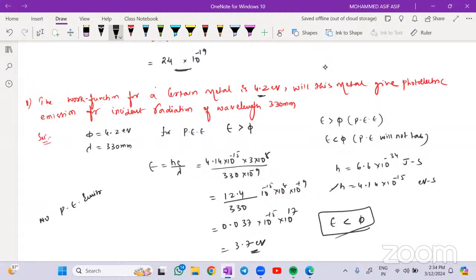Answer. Got an idea how to identify that one? Don't write the whole photoelectric equation. The work function is given, and if it is asking whether it will emit a photoelectric or not, then directly calculate the energy. But make sure that when you write the formula of energy, hc divided by lambda, the value of h that you take should be in electron volt, not in this value. So this value is this one. Remember this value.